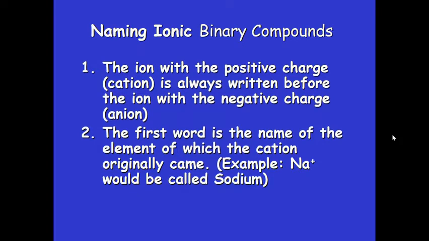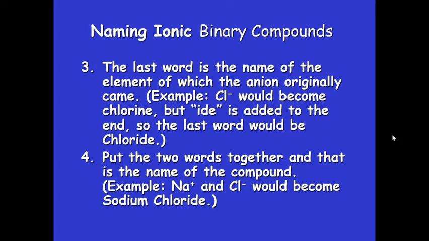Whether you're writing a formula or a name, the cation will always be the first one. Then, the name of the cation is actually just the name of the element. This means that when you see Na+, we just call it sodium, even though it's the sodium ion. Next, the second word is the anion, except we have to change the ending to let everyone know it's the anion. So we change the name to have IDE at the end. Last step is just to put them together, so the example of NaCl is called sodium chloride. We change the ending of chlorine to IDE to get chloride.